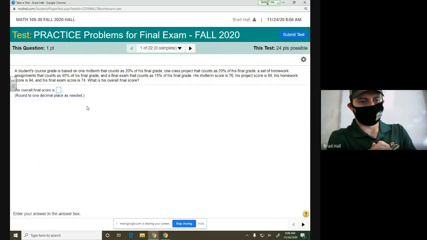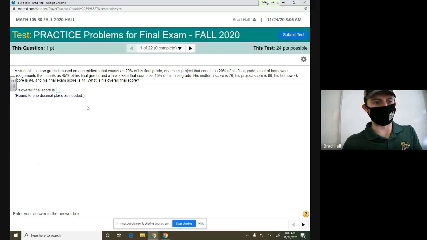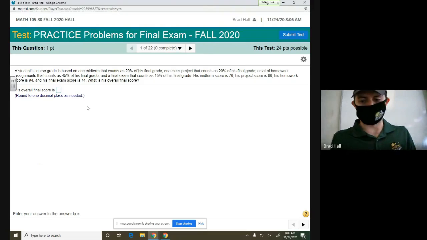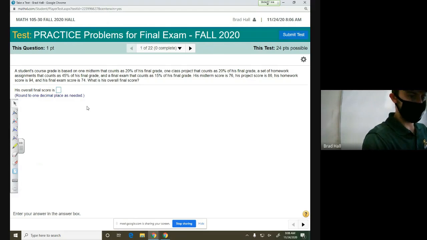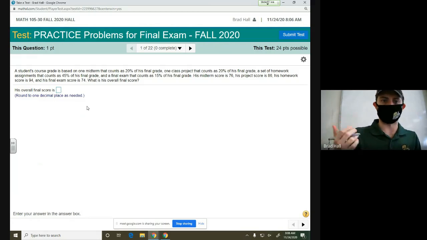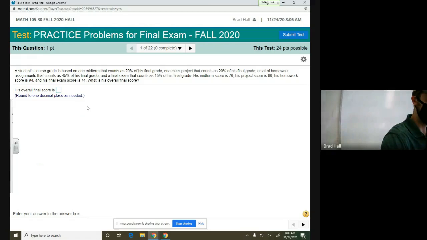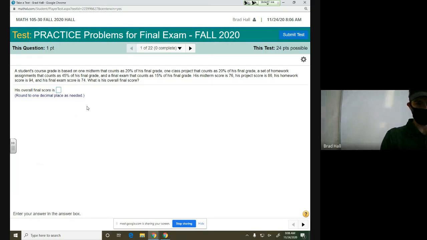Okay, so you may recognize this problem. Here is a weighted average problem that we did in the statistics section. A student's course grade: they have a midterm that's 20%, a class project that's 20, homework that's 45, and a final that's 15. This is one of those weighted average problems that we talked about in class.